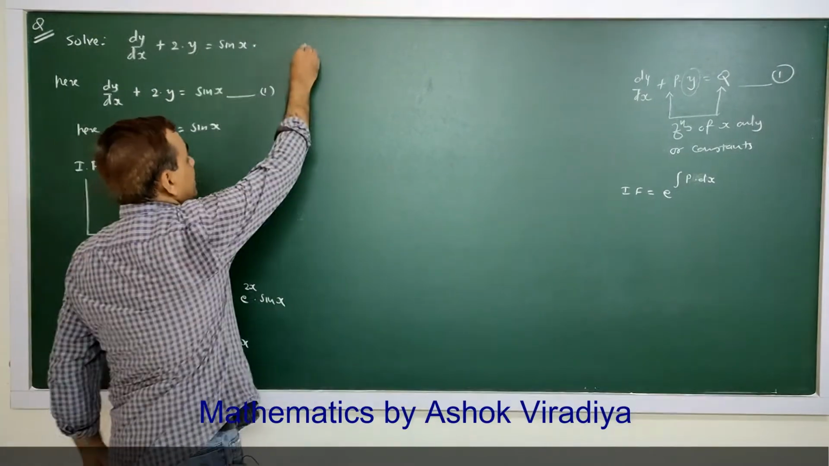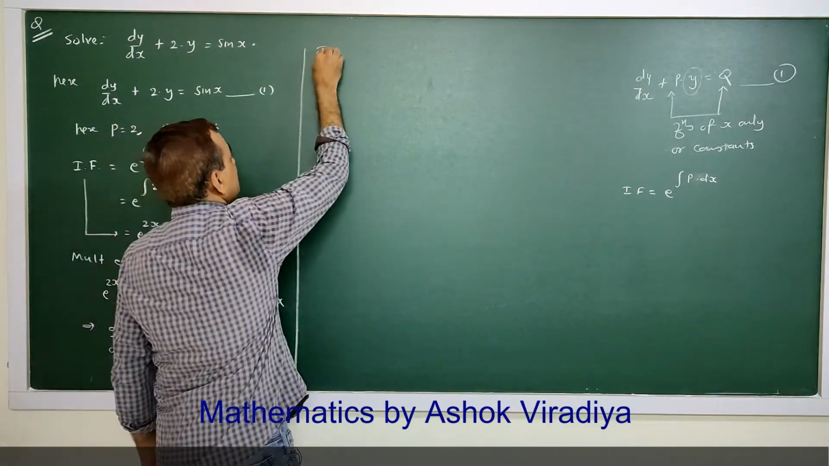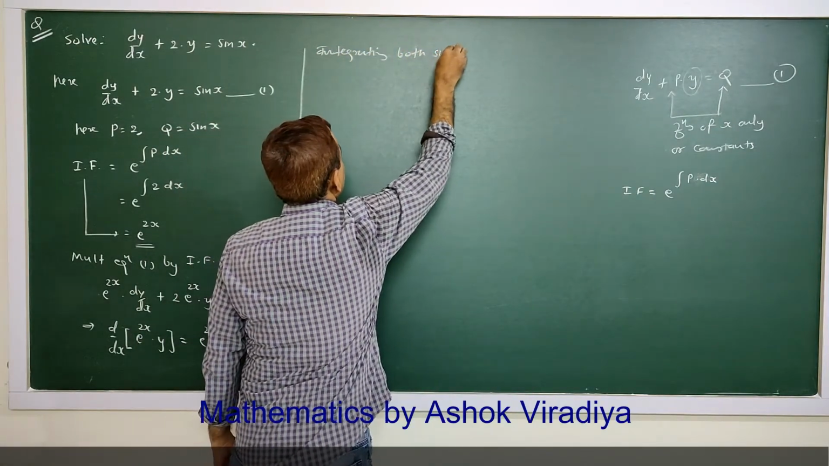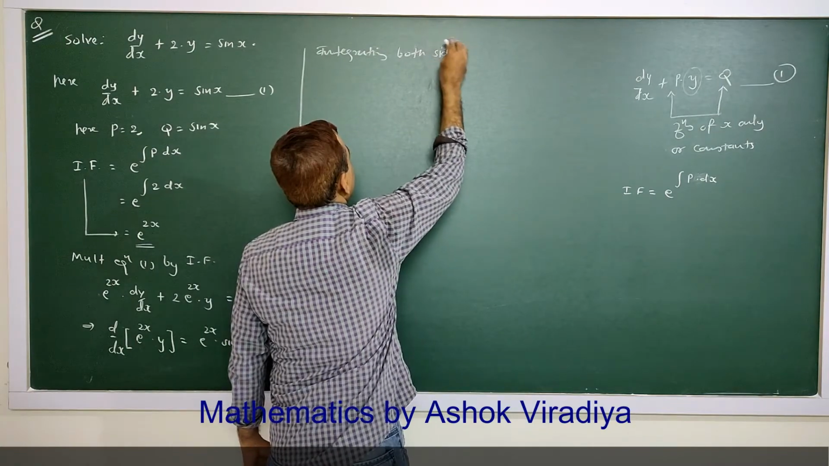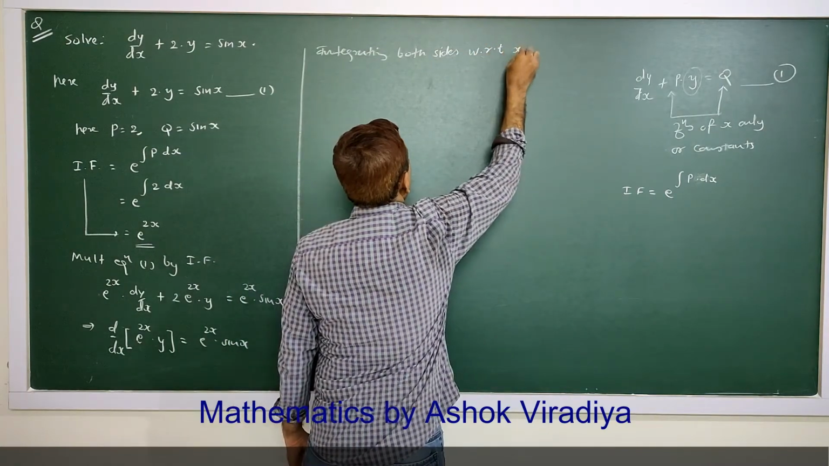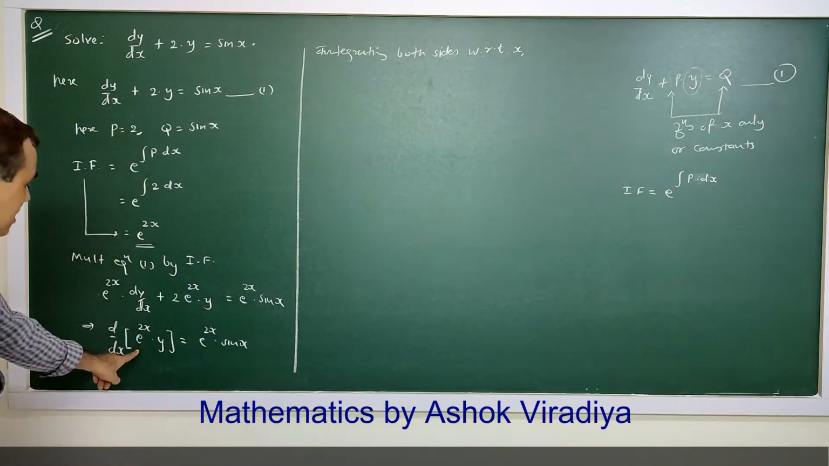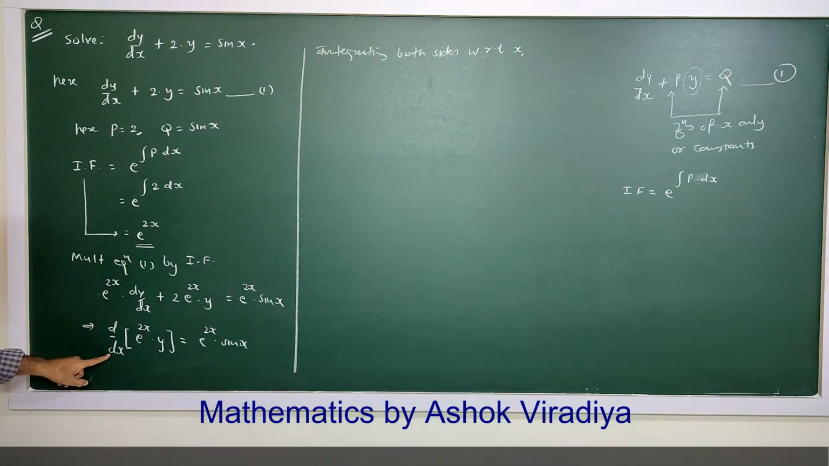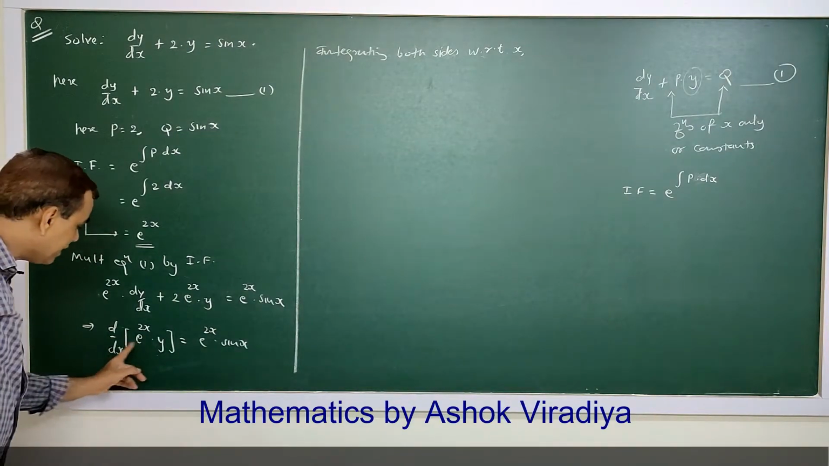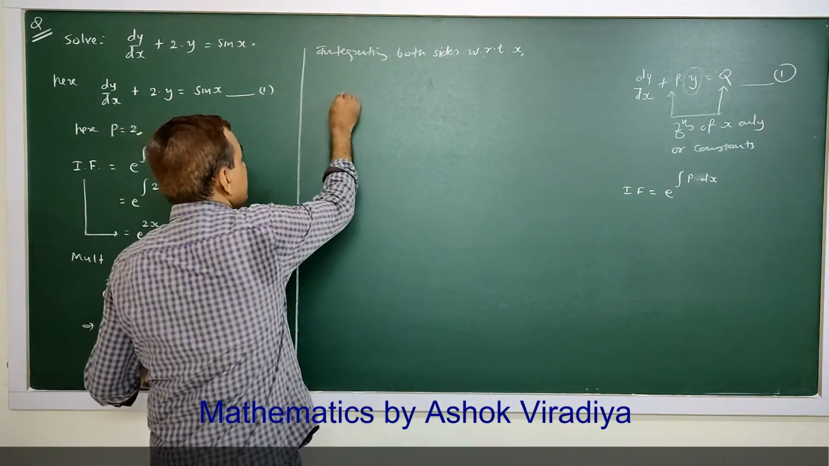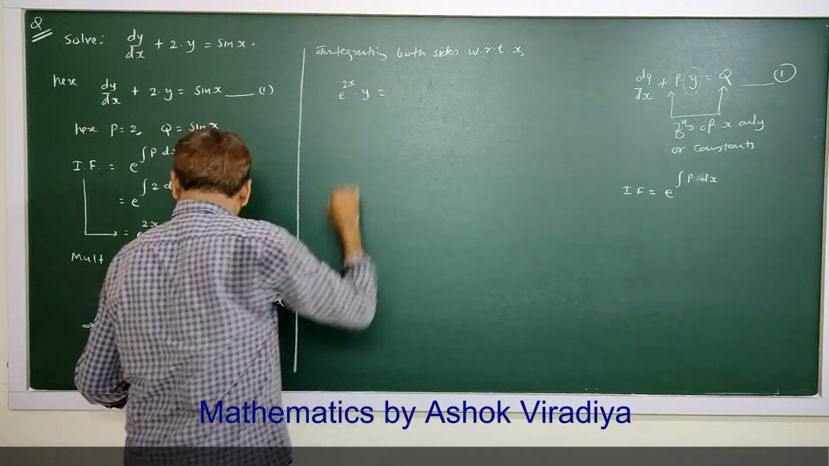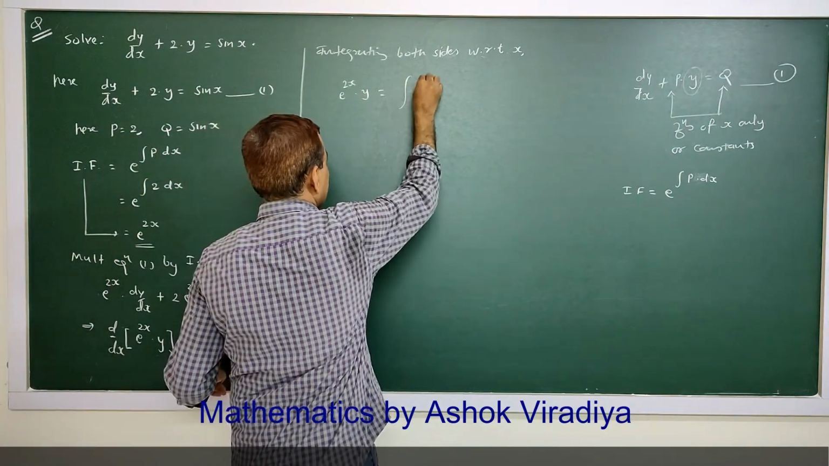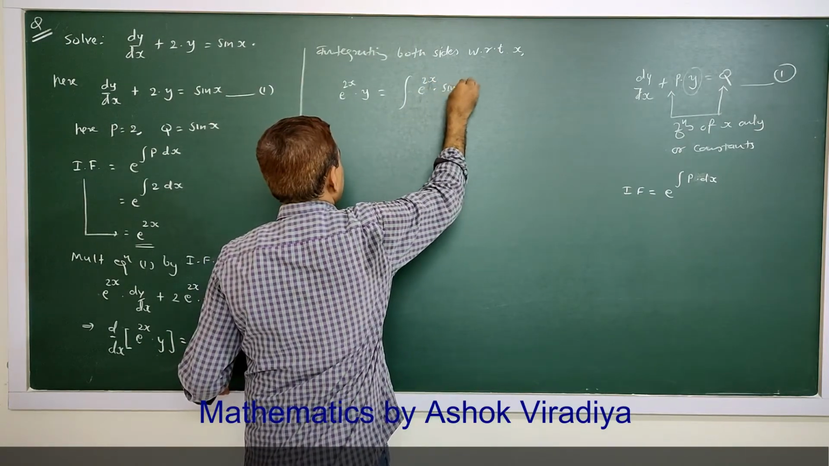Next step is integrating both the sides with respect to x. So integrating both the sides with respect to x, we have the integral of LHS, where d by dx will be removed. So the antiderivative of LHS is e raised to 2x into y, and the antiderivative of RHS is integral of e raised to 2x into sin x dx.